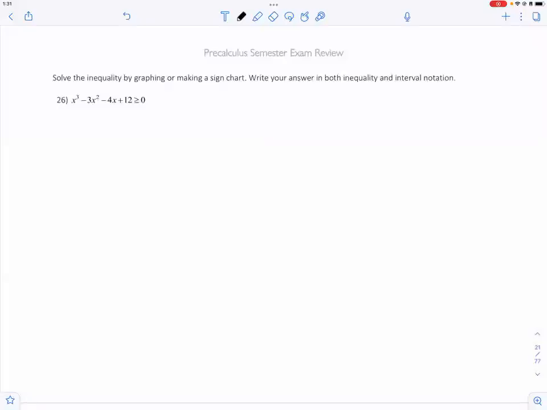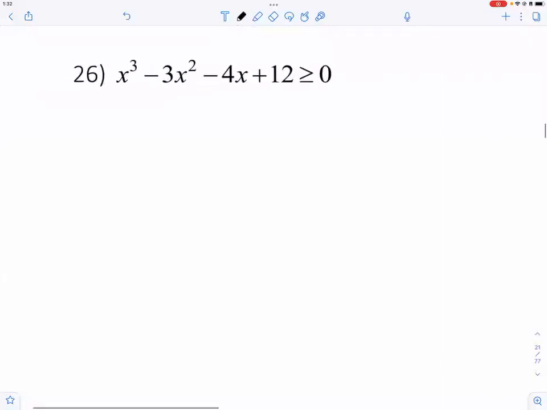All right, for question 26. Seems like we are escalating the complexity of these inequality questions. We have absolute values. Last question, we have the quadratic function. And now we have a cubic function, a polynomial function.